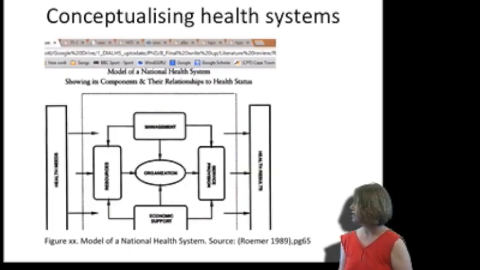So he saw health systems as responding to health needs. There's then a box in the center, and at this very center of that there's organization. So he said it was important to look at how health services were being organized. They had to be resourced. And here he was thinking in terms of staff and infrastructure and medical supplies and vaccinations. And then at the bottom, we have economic support. So that would really be the financing resources.